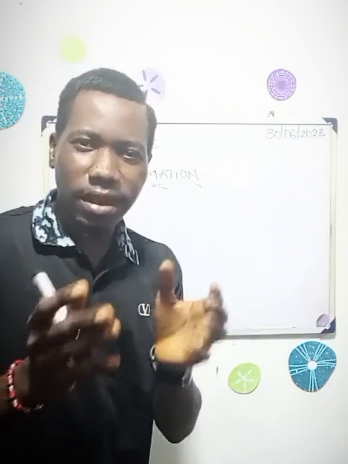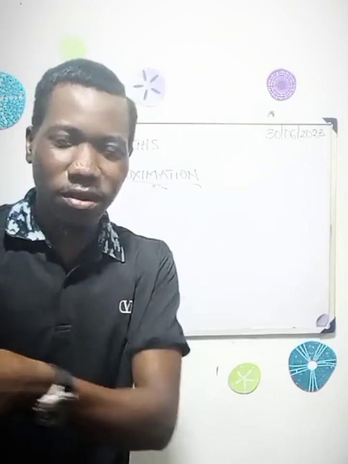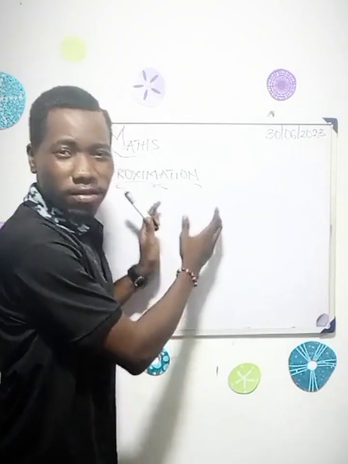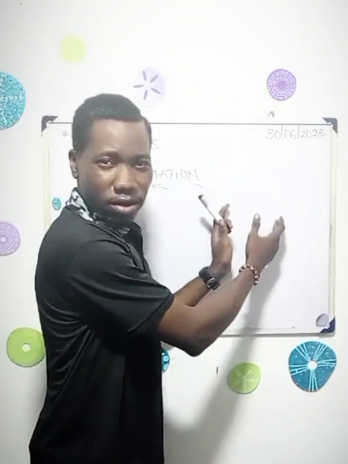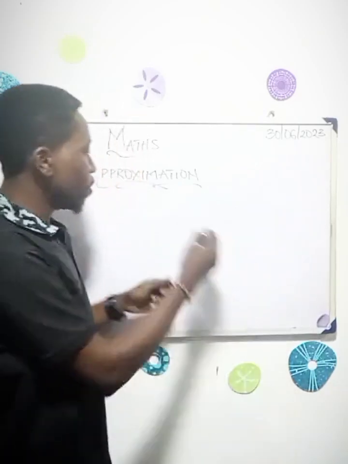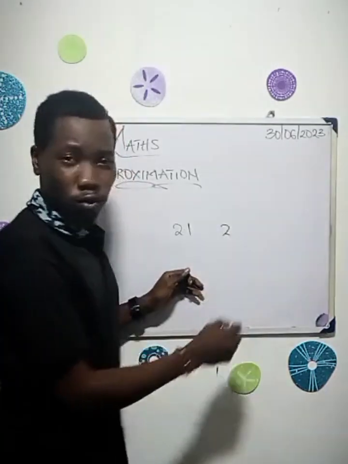Approximation is a thing that is similar to something else, but not exactly that same thing. All right. In maths, approximation is a value or a number that is similar to another number, but not exactly that number. For example, 2.1 is similar to 2.